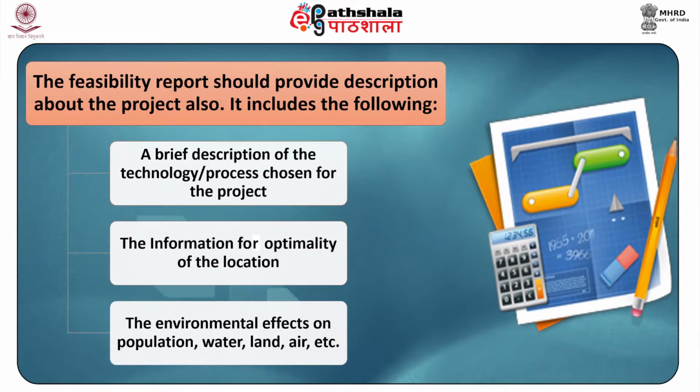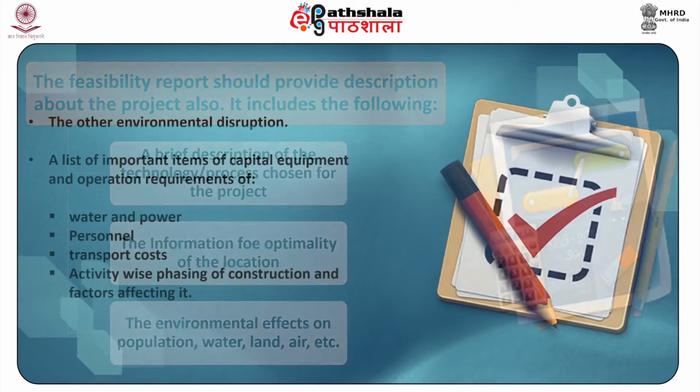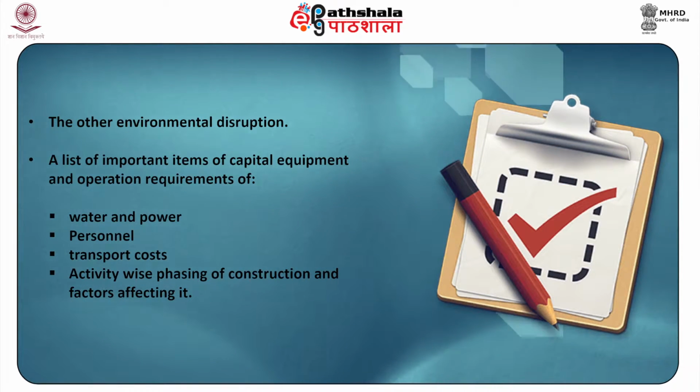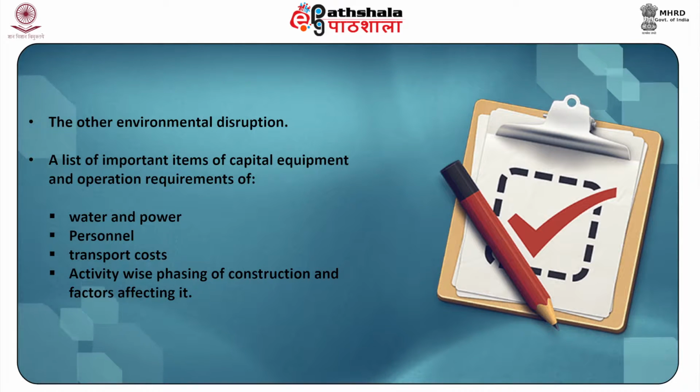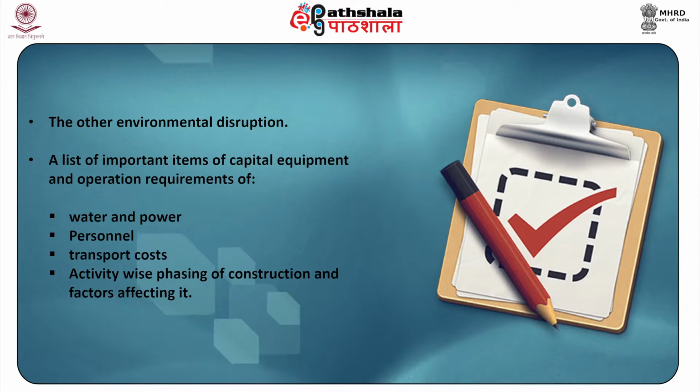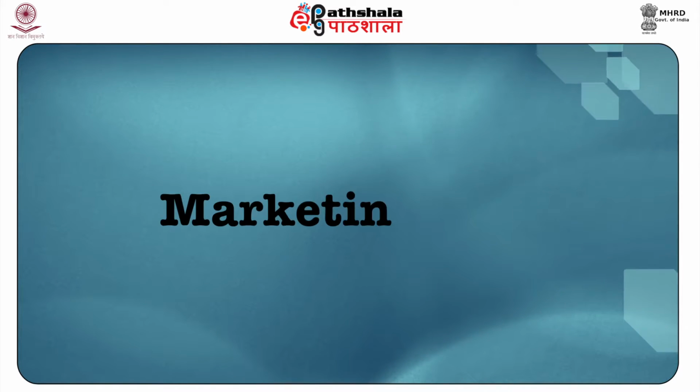Number three, project description. The feasibility report should provide a description about the project also. It includes the following: a brief description of the technology and process chosen for the project, the information for optimality of the location, the environmental effects on population, water, land, air, etc., other environmental disruption, a list of important items of capital equipment and operation requirements of water and power, personnel, transport cost, activity-wise phasing of construction and factors affecting it.